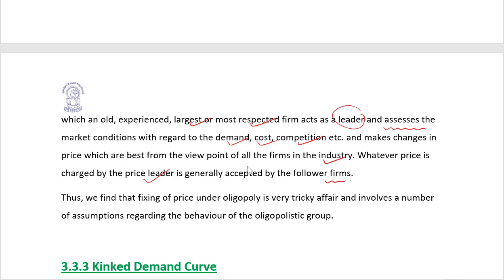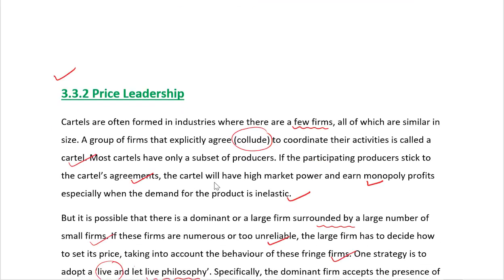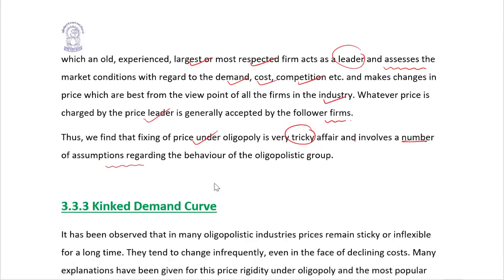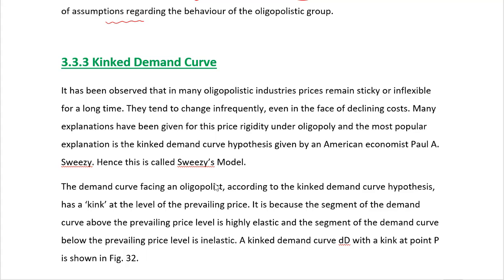Thus, we find that fixing the price under oligopoly is a very tricky affair and involves a number of assumptions regarding the behavior of the oligopolistic group. So that was price leadership. Let us see the next concept, and that is the kinked demand curve.